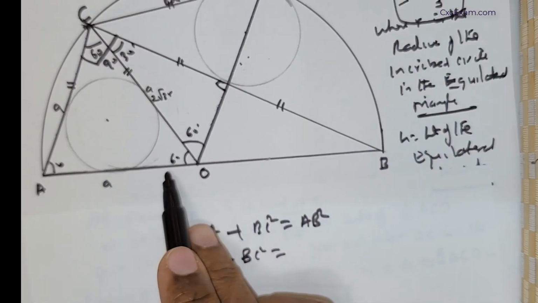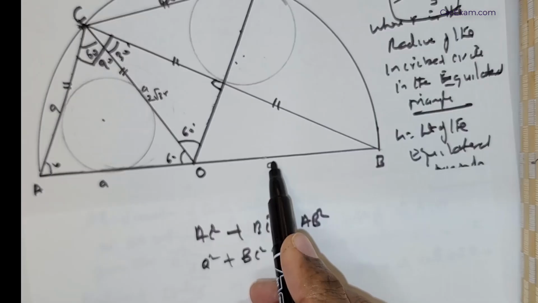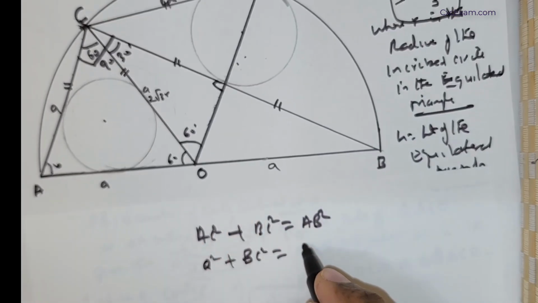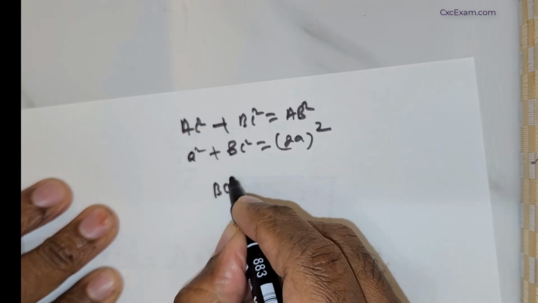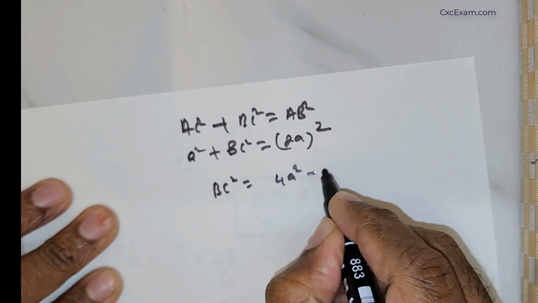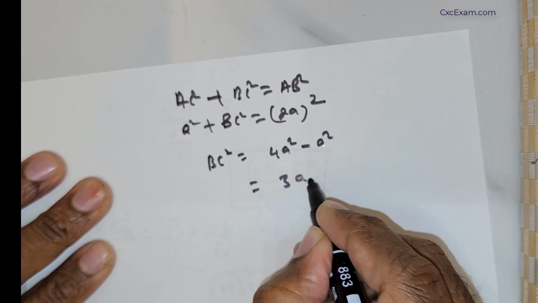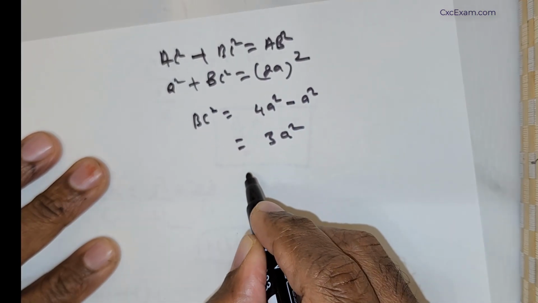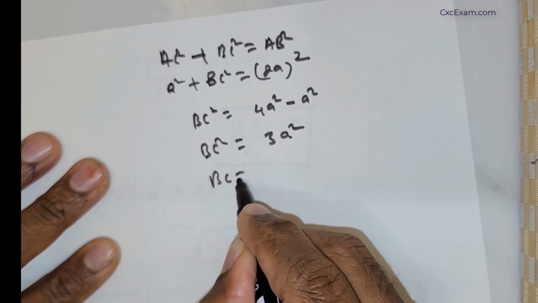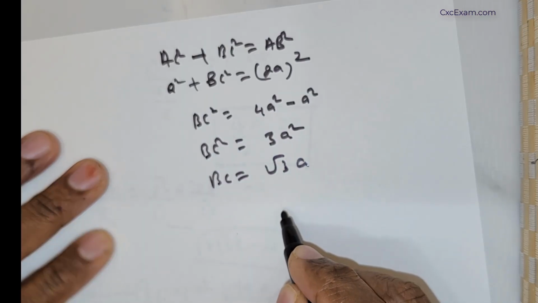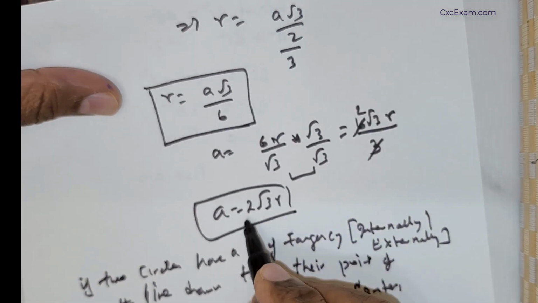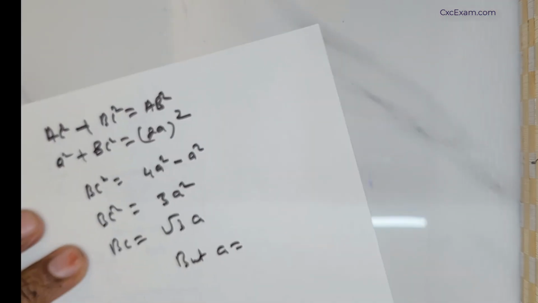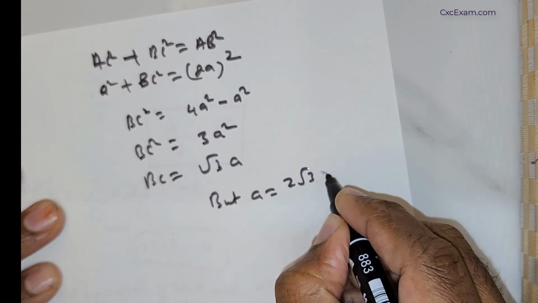AB squared, this entire length is A, so this entire length is also A. So A added with A is going to be 2A. So this is 2A squared, is it not? So we need BC, so let me just get BC. So BC squared is equal to 4A squared minus A squared, which is nothing but 3A squared. So this is BC squared. So BC is going to be root of 3 times A. But what is A? A is equal to 2 times the root of 3 times R.